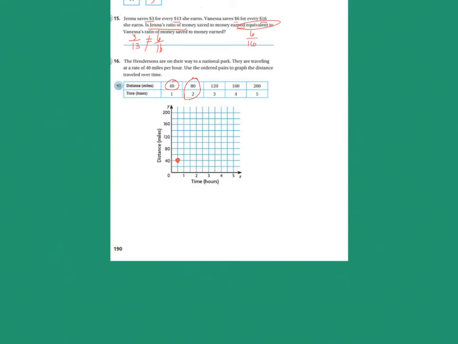We've got 80 is my distance, so I go up to 80, and I've got to go over to 2 hours. My next one is my distance is 120, and then I have to go over to 3 hours. My next one is 160, and I have to go over to 4 hours. 1, 2, 3, 4. My next one is 200 is my distance, and I have to go over 5. 1, 2, 3, 4, 5. So there is my graph chart.